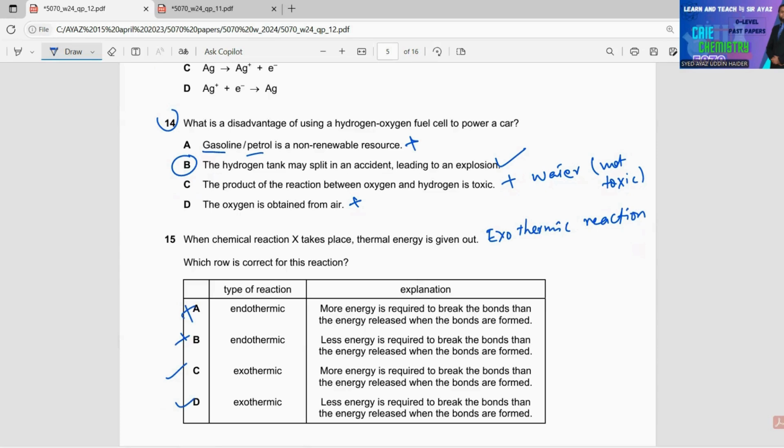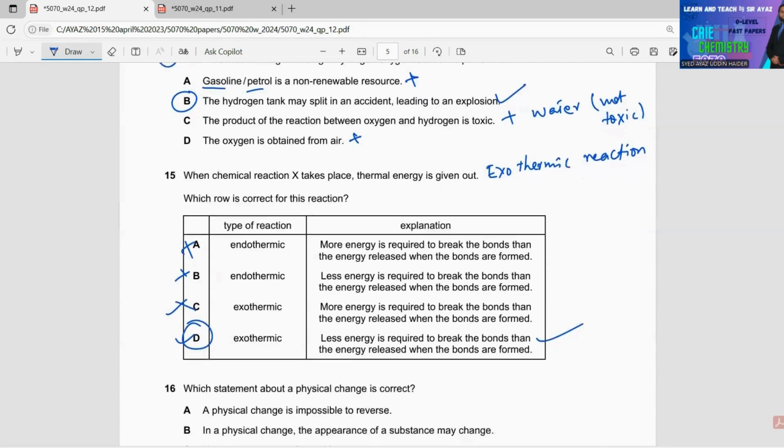So let's look at the explanation. More energy is required to break the bonds than the energy released. This is incorrect. This is true for endothermic. So obviously D must be the right answer. I'm reading the statement. Less energy is required to break the bonds than the energy released when the bonds are formed. This is the correct statement.